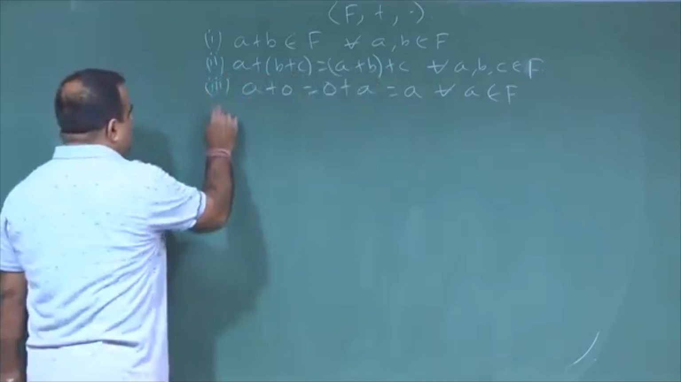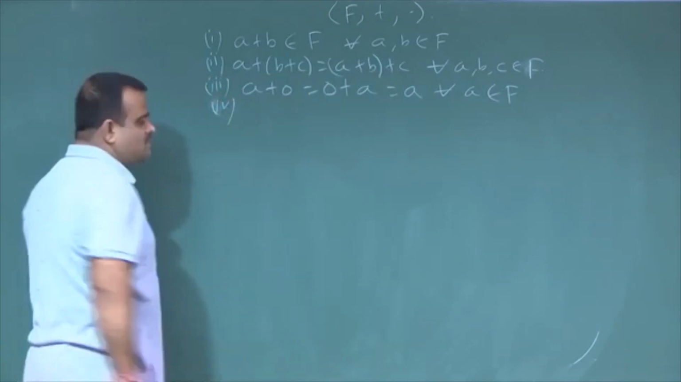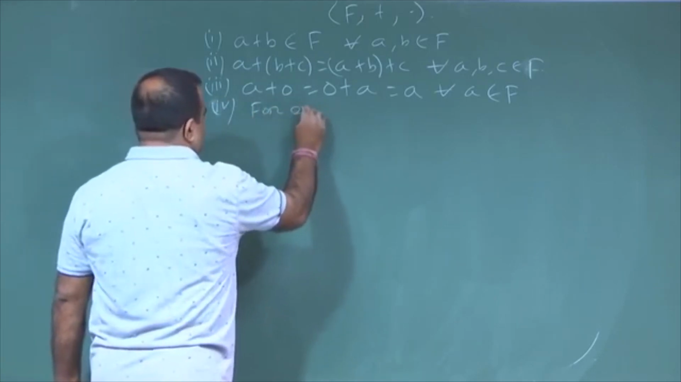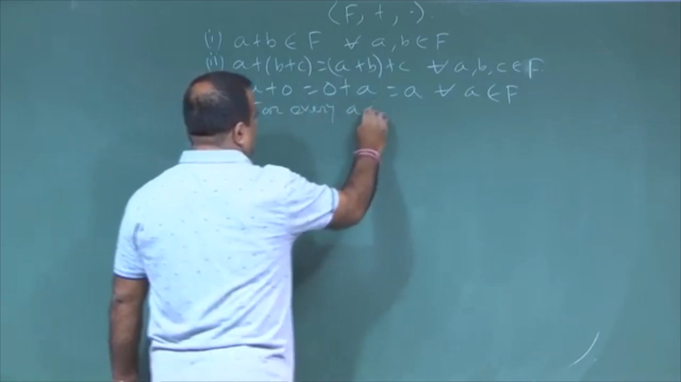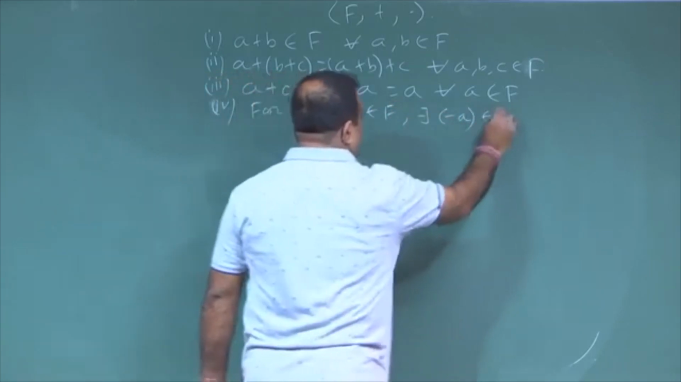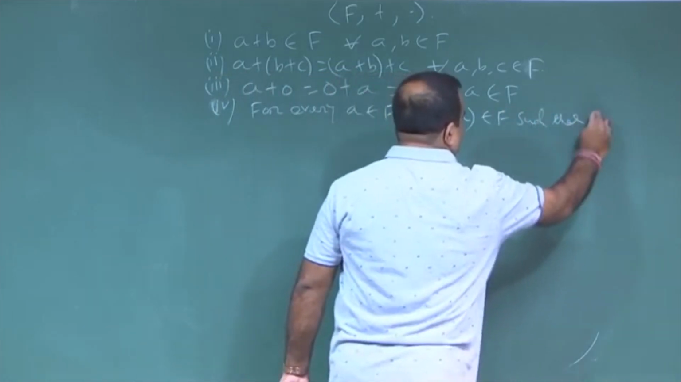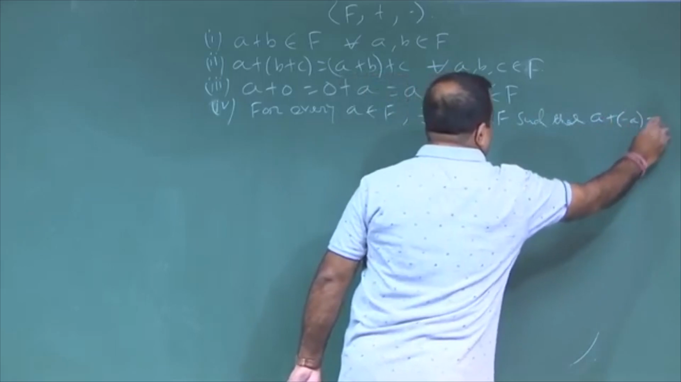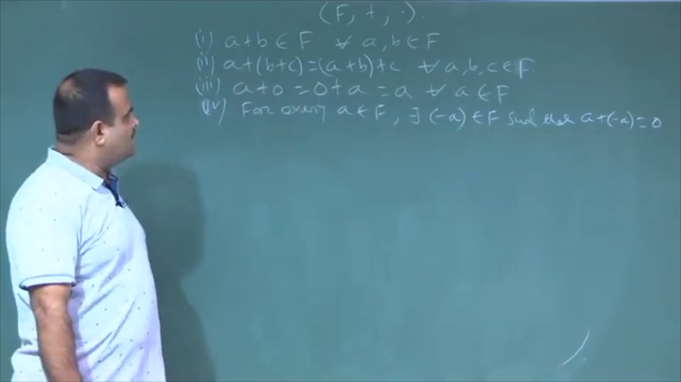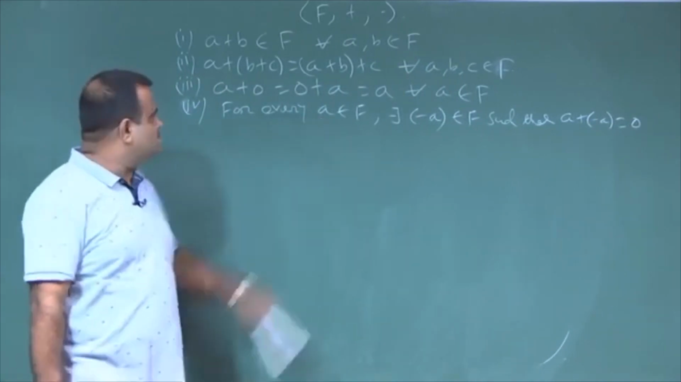Okay, and now we have the inverse. For every a belonging to F, there exists an element -a belonging to F such that a + (-a) is equal to 0. Okay, so, this is the inverse. So, every element has an additive inverse.